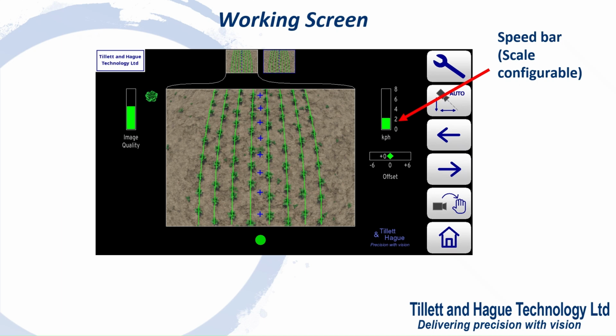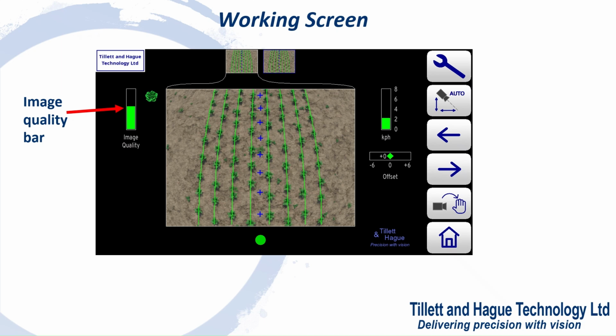An image quality gauge to the left of the screen gives a relative indication of likely tracking performance. The higher the green bar, the better. A low bar indicates either poor template match or poorly defined crop rows. Guidance will, under most circumstances, operate down to an indication of approximately 20%.